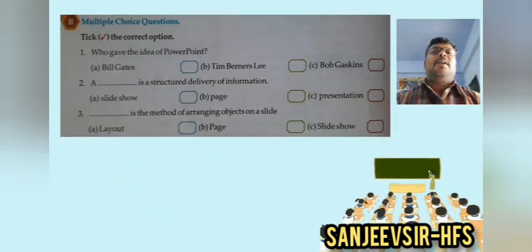Next is the multiple choice questions, MCQ. Who gave the idea of PowerPoint? Bob Gaskins. Next, the second one: dash is the structured delivery of information, that is a presentation. Dash is the method of arranging the objects on a slide, that is layout. Layout is the option, so A is the answer to the third one.